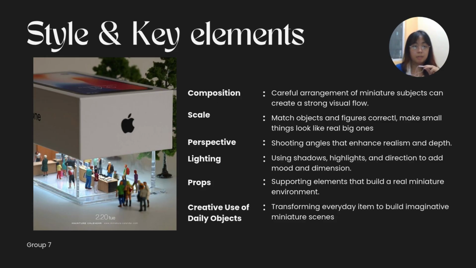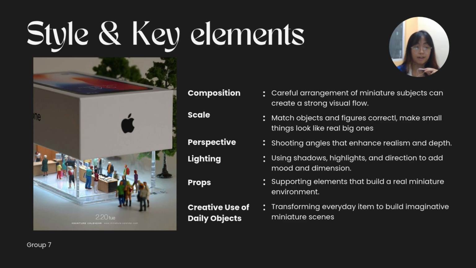In this part, I will talk about the style and the key elements that we can use to create miniature photography. The first one is composition. This is how the things are arranged in the photo. A careful arrangement of the miniature subjects can create a strong visual style. The second one is scale. The scale means the size of the objects in the scene.